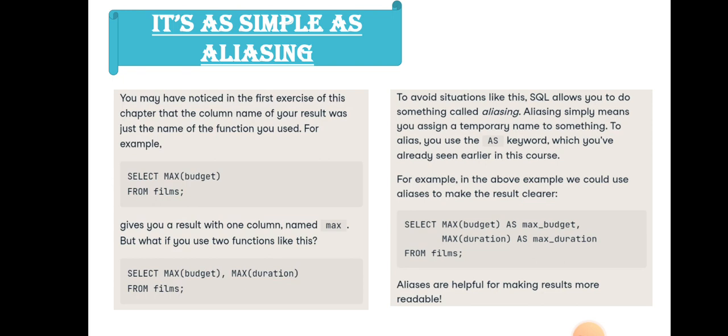So we can write it as select max budget, comma max duration from films. And in the above example, we could use aliases to make the result clear. So, for example, select max budget as max budget, max duration as max duration from films. Aliases are also helpful for making results more readable.